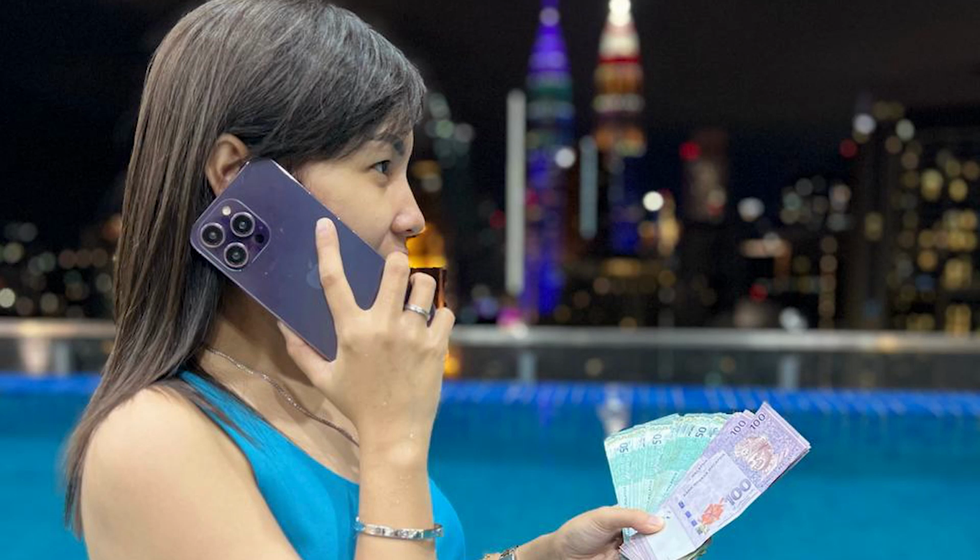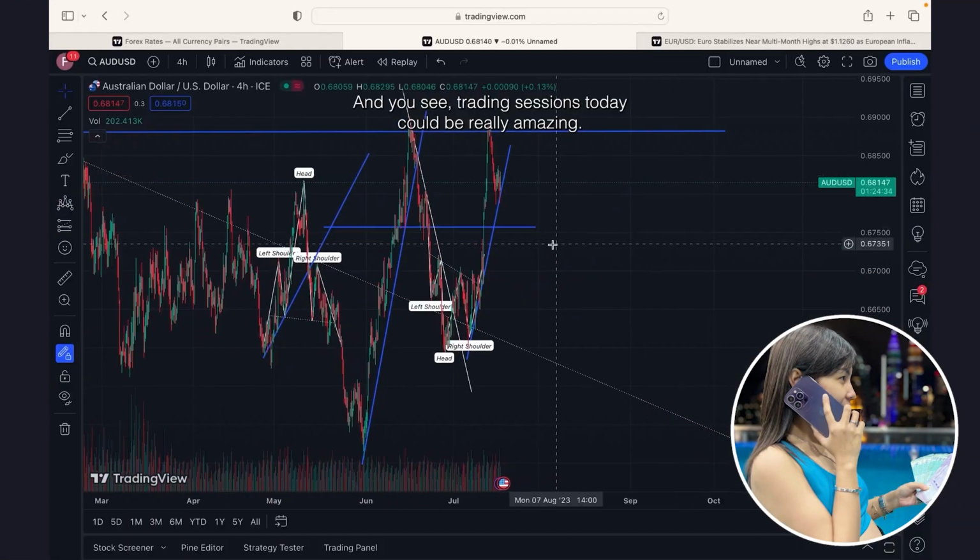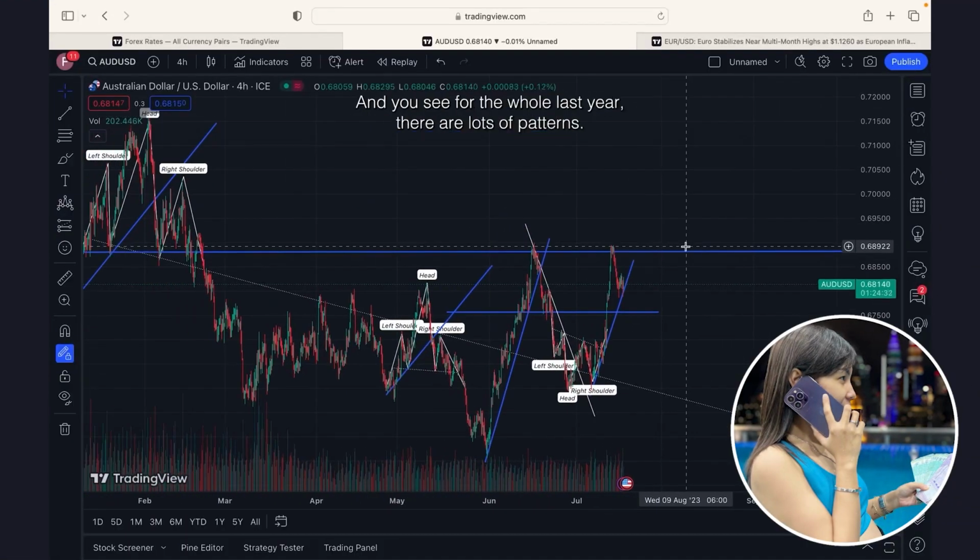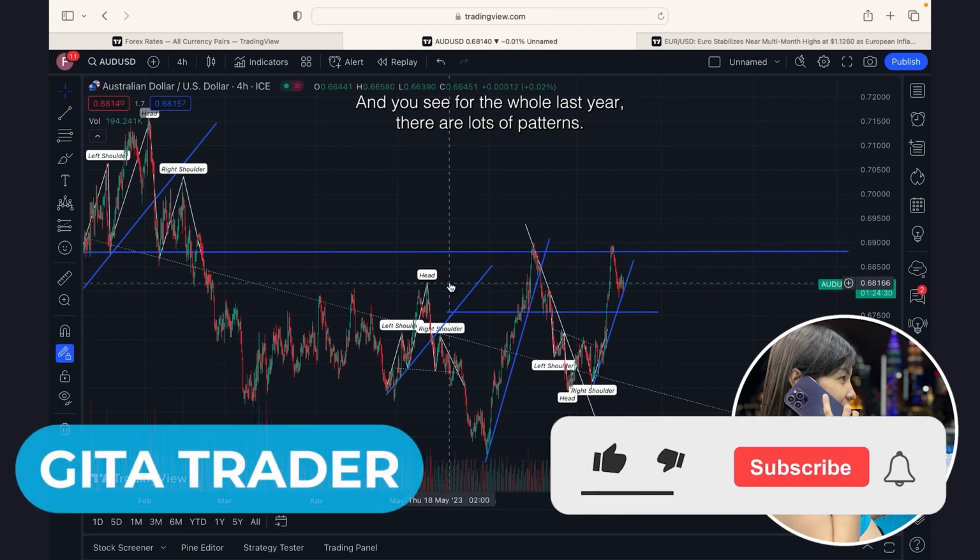My account now has $150, and my goal now is to show you how this strategy works and tell you how I stay up to date with all the events in the markets without spending thousands of hours on it. So guys, let's go! I spent the whole day analyzing the charts and I found lots of patterns called head and shoulders. You see, trading sessions today could be really amazing, and you see that the whole last year there are lots of patterns.